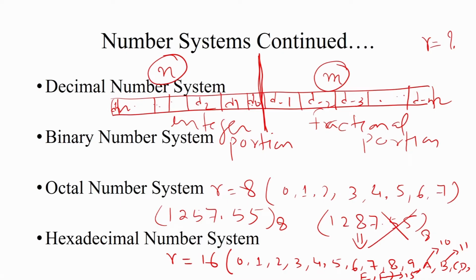This d0 represents index value 0, d1 index value 1, d2, and up to dn. This is generally known as the most significant bit, and this is the least significant bit of a number. So generally, most significant, we start from here.